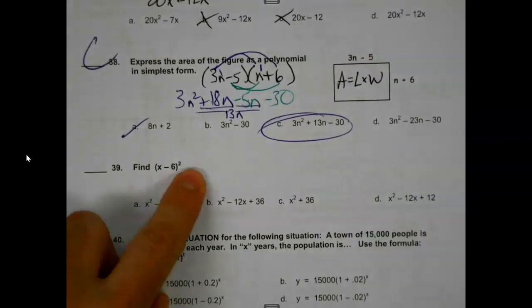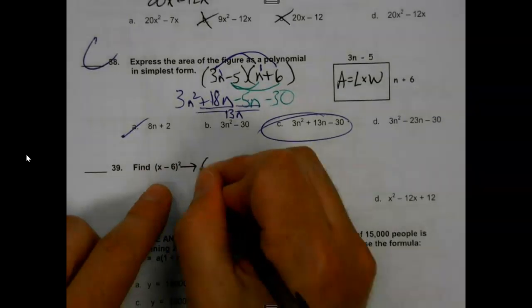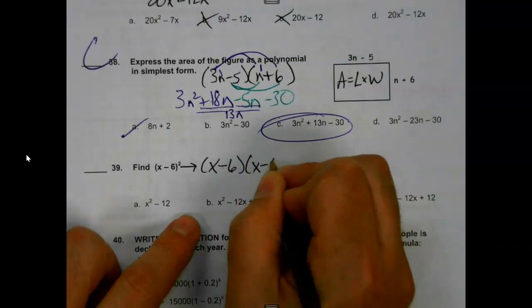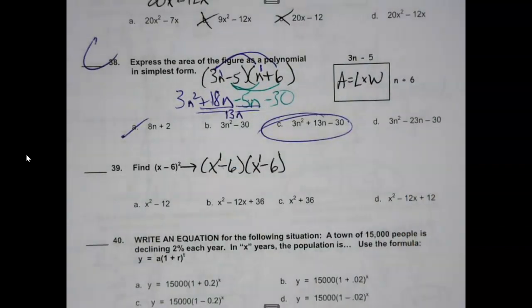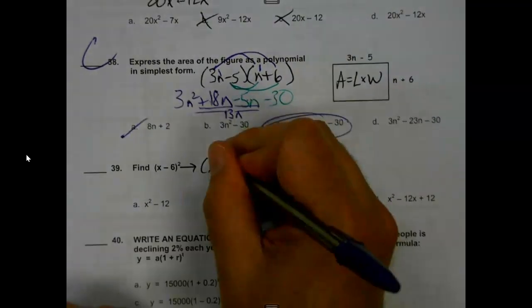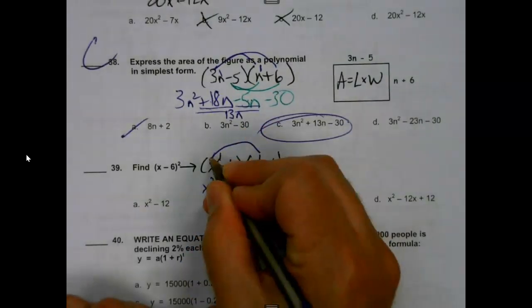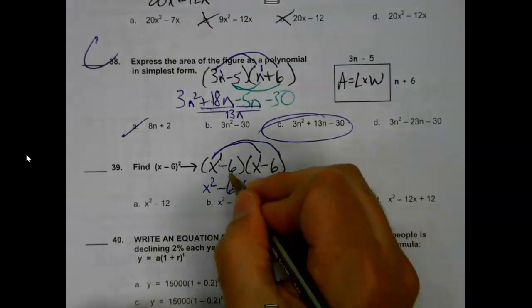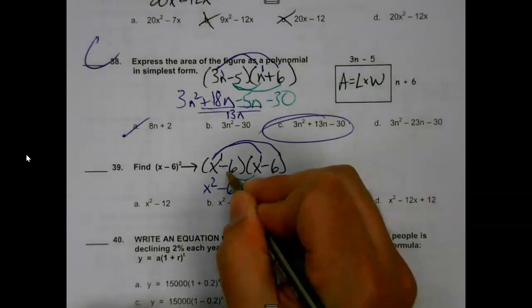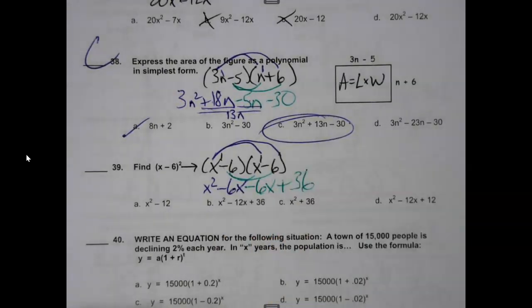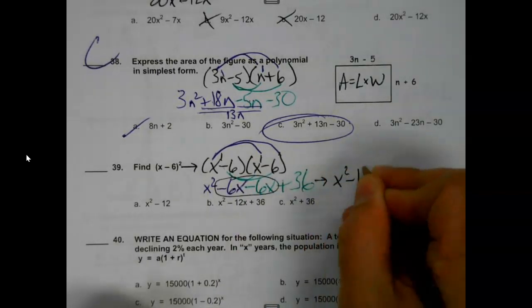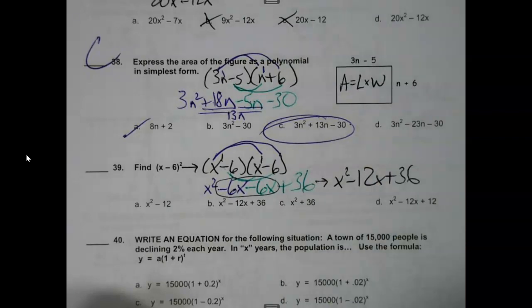Here, don't get sucked into just distributing the squared. That will not work. It'll be one of the answers, but it doesn't work. It's not right. Do the same thing we just did in the last one. X squared minus 6x minus 6x plus 36. Let's see here. Negative 6 and negative 6 do not cancel. There we go.